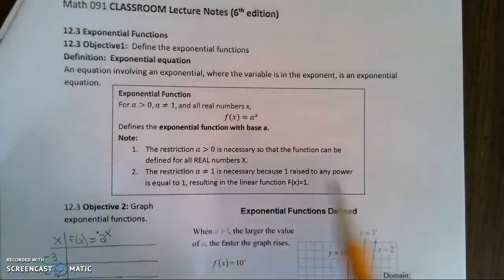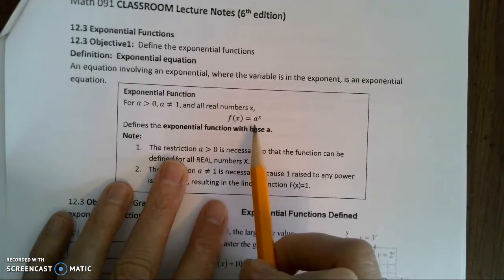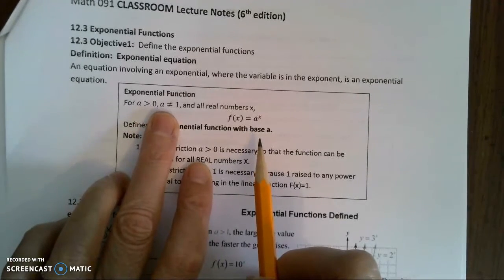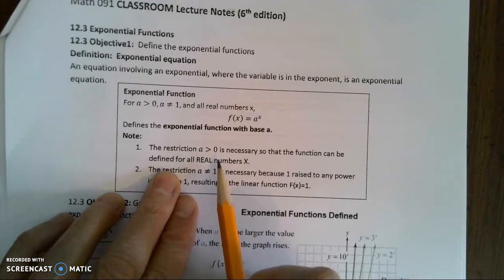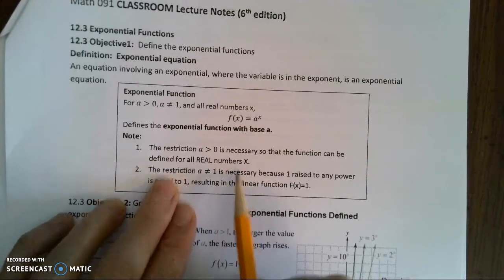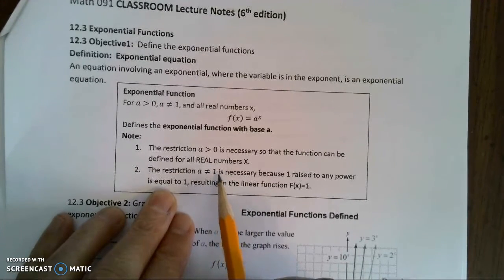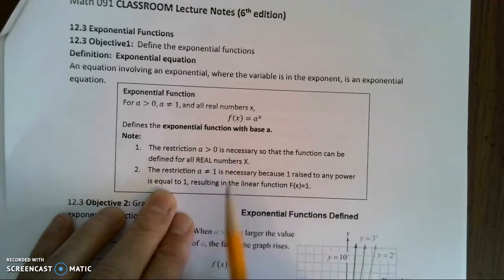Okay, so an exponential function is written in this form, a to the x. Now, a has to be positive, and it cannot be equal to 1. The restrictions are that a has to be positive, so it's defined for real numbers, and a not equal to 1 is necessary, otherwise it wouldn't be an exponential function. It would just actually be a line, a horizontal line.